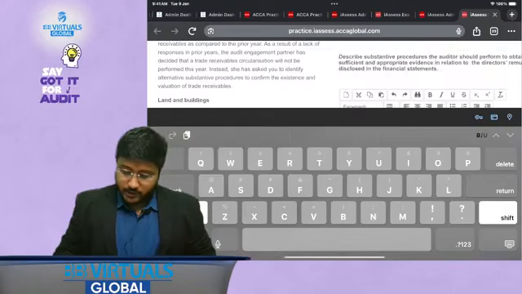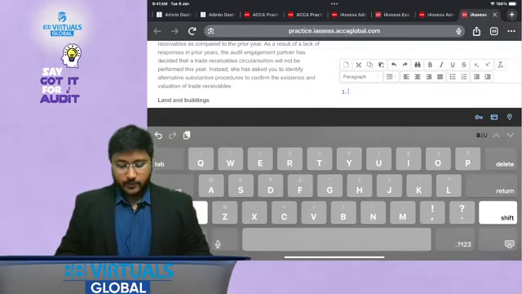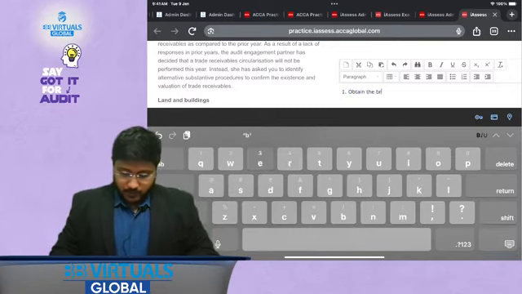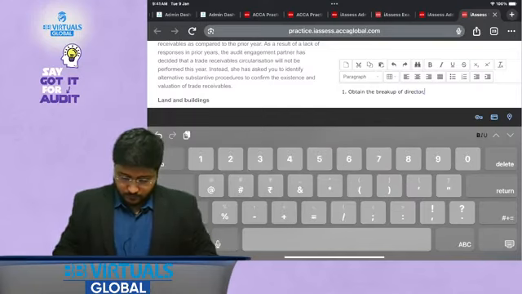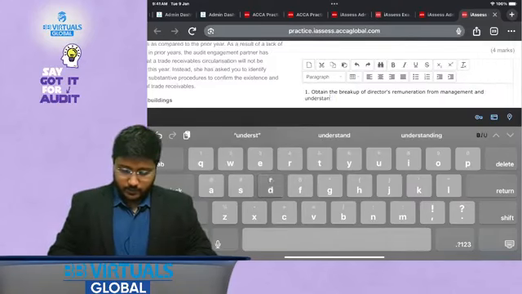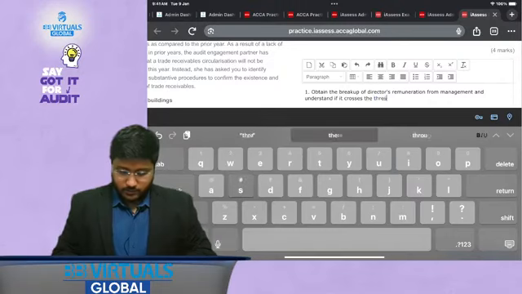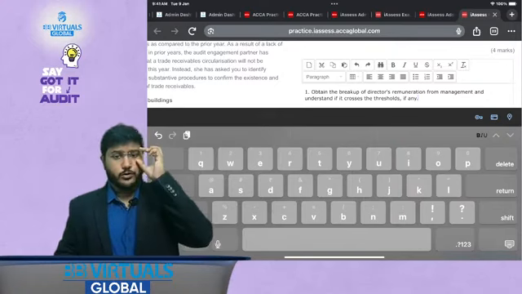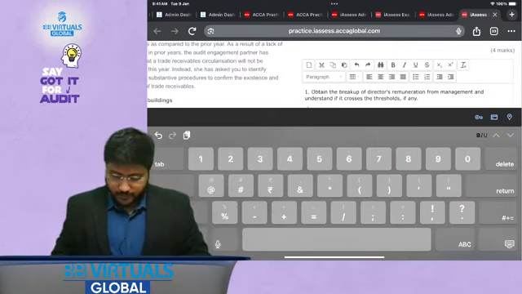So what are the audit procedures? Again, sufficient and appropriate, not any particular assertion. First audit procedure would be to obtain the breakup of directors' remuneration from management and understand if it crosses the thresholds, if any. For example, in India there is a threshold of say 11% of book profits in total. Whether it is crossing that threshold or not is very important.